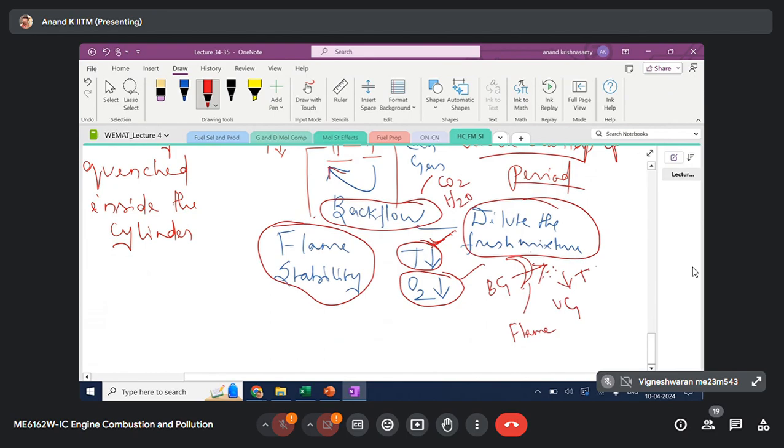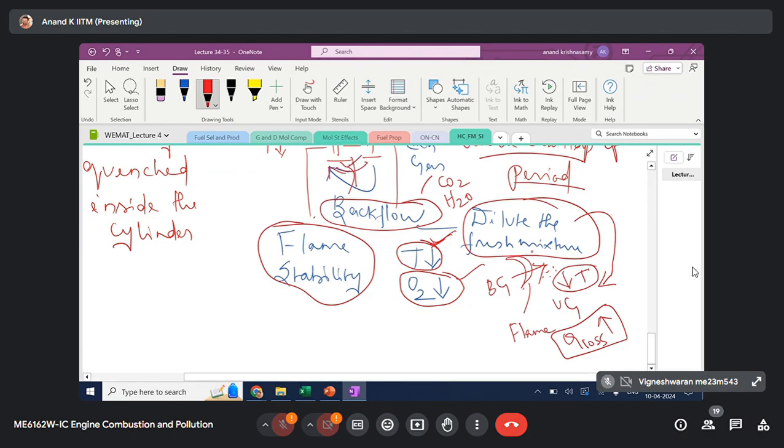Since the temperature with the diluted mixture is considerably low compared to undiluted mixture, during the expansion stroke, when the flame moves towards the unburned mixture to burn it, the heat loss from the flame zone, the chemical reaction zone, is going to be high. You know what is the condition for flame quenching? When heat loss is higher than the heat that is released, the flame cannot survive. So here the flame is quenched inside the cylinder itself, in the core region.